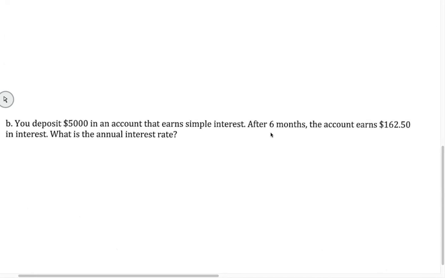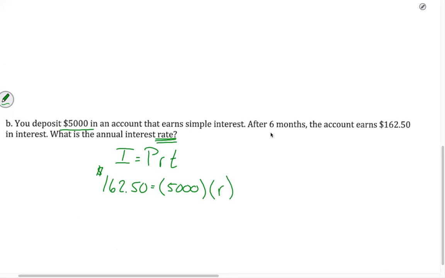So interest says I equals PRT. My interest is $162.50. My principal, how much I put in there, is $5,000. My rate, I don't know that. That's what I'm after. They're asking me, what is R? Now my time is, as Mike said, half a year. Why did I put in half a year, not 6 months? Because it's an annual interest rate.